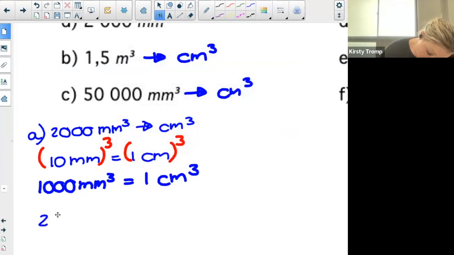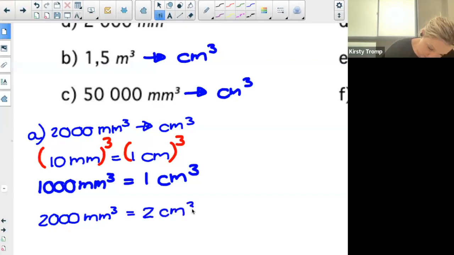So 2000 millimeters cubed gives me 2 centimeters cubed. Okay, so that was A.